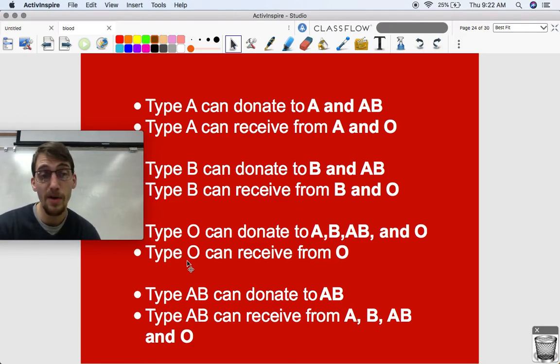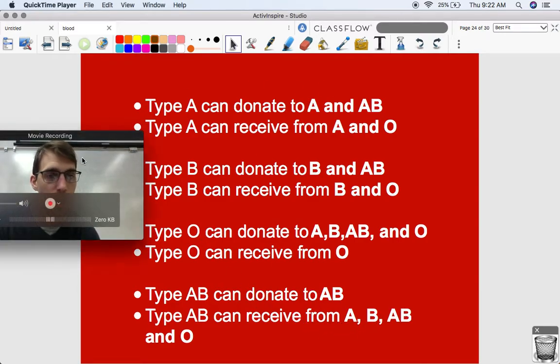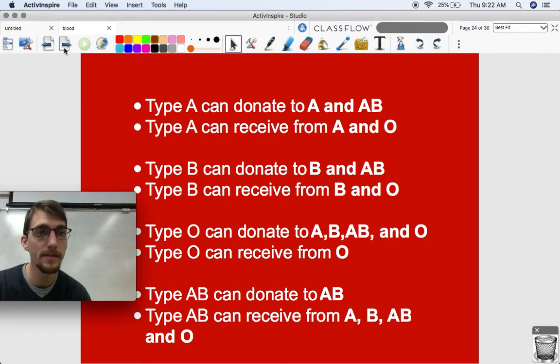But because you have both types of antibodies, if you're type O, you can't receive from A, B, or AB. So you can only receive from O. But the opposite is true if you're type AB. You can only donate to other people that are AB, but you can receive from A, B, AB, and O, because you don't have any antibodies. So that's the first component of blood typing.